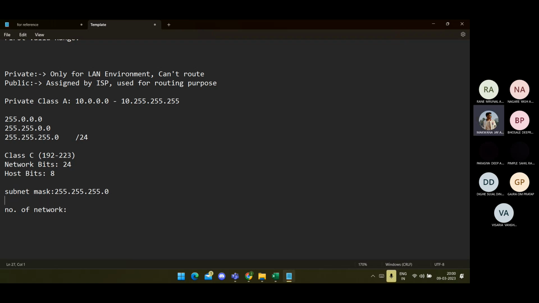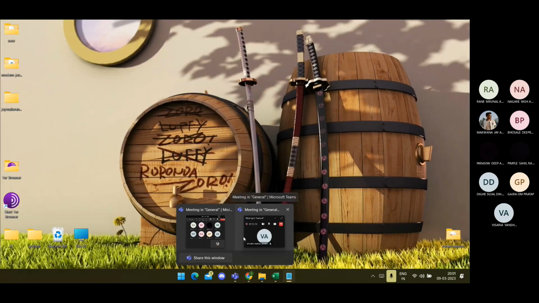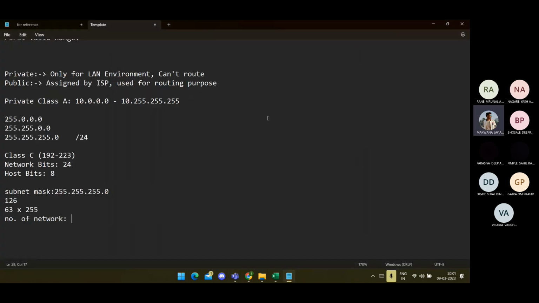For A, we have calculated it as 126. For B, for the first octet it was 63, and for the other octets it was going till 255. So we were doing multiplication of that. So 63 into 255. Now for C class, can someone tell me the number of networks? Vansh, are you trying?